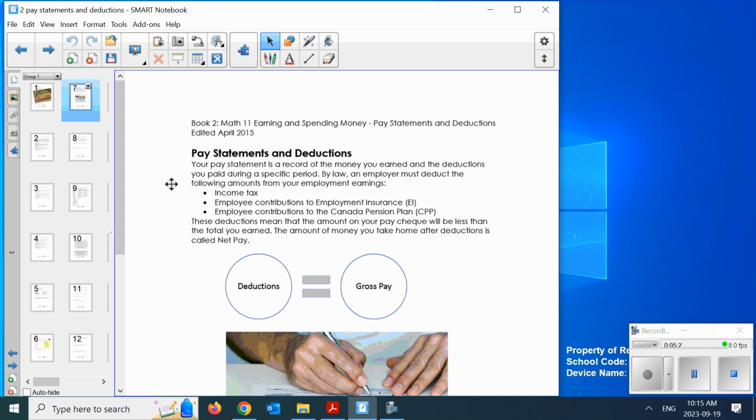It's your net pay. I don't know why they have an equal sign on this diagram. It doesn't make any sense, because deductions don't equal your gross pay. I think it should say gross pay.